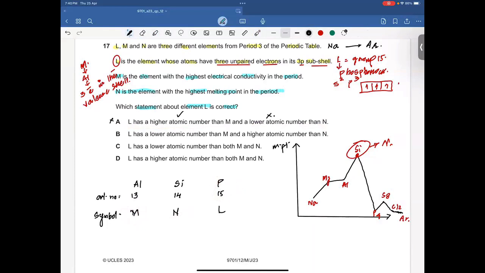Okay, let's talk about B. L has a lower atomic number than M. No, it has a higher atomic number than M, which means this statement is incorrect, and so option B is also incorrect. Let's talk about C. L has a lower atomic number. No, L has a higher atomic number as compared to both M and N, which means C is also incorrect. So if A, B, C are incorrect, the option is D. The right answer is D, because L has the higher atomic number as compared to both M and N. That's right.